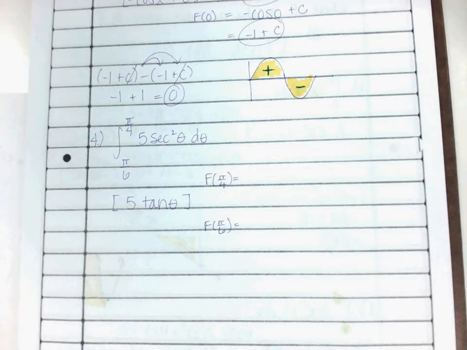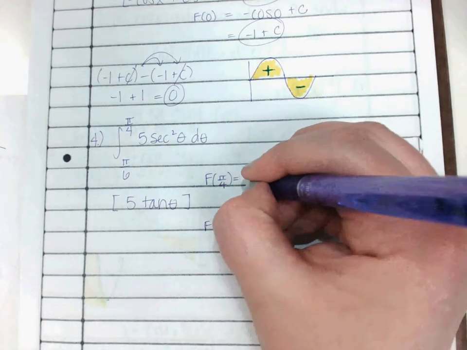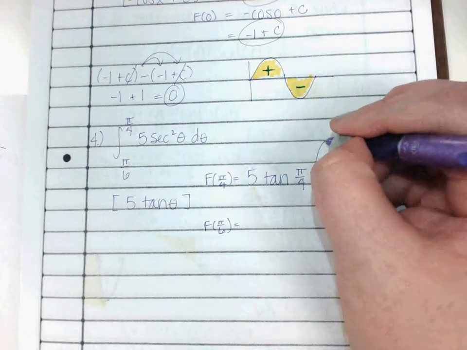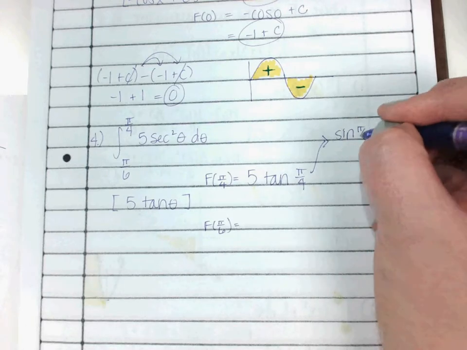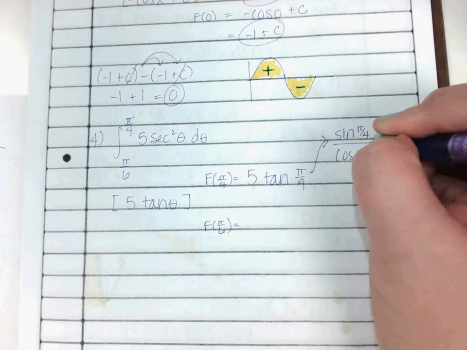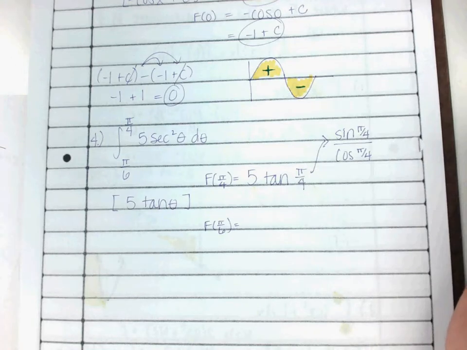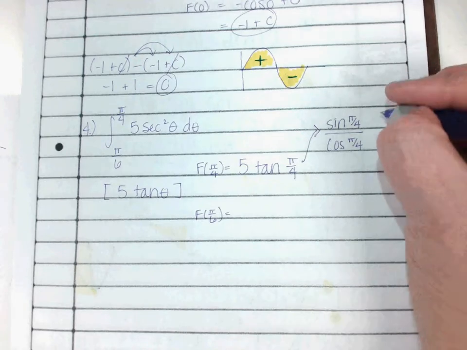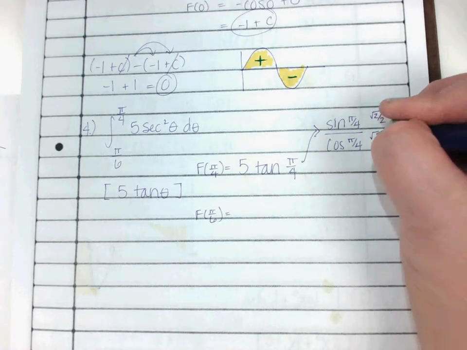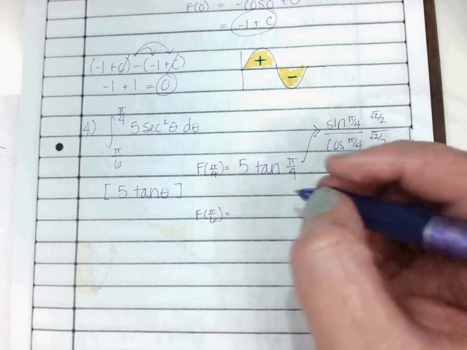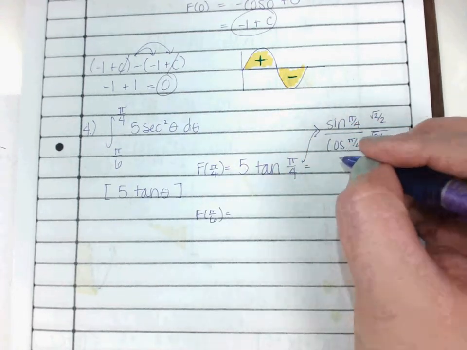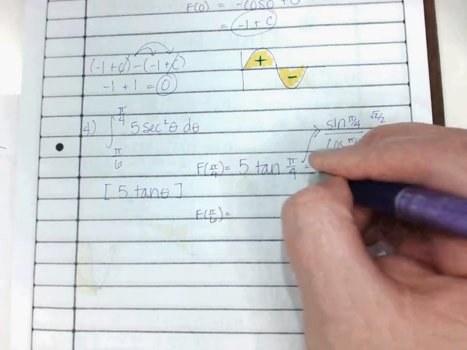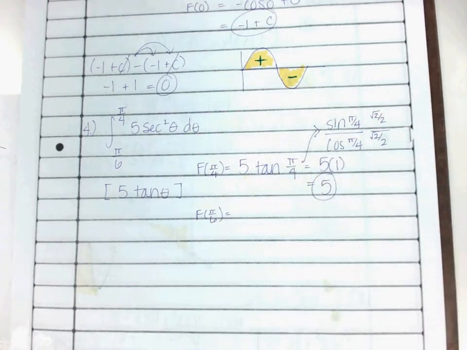Okay, how do I find the tan of pi/4? It is 1, but how do you get that? You do sine of pi/4 divided by cosine of pi/4. Or the unit circle is fine: root 2 over 2 divided by root 2 over 2, and what do you get? 1. 5 times 1 is 5.